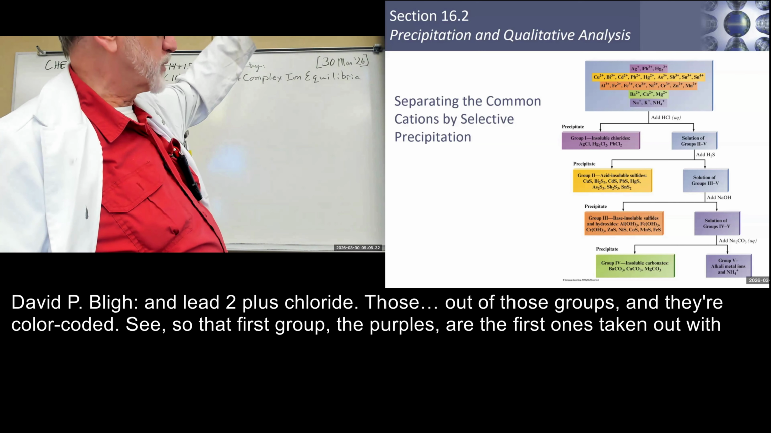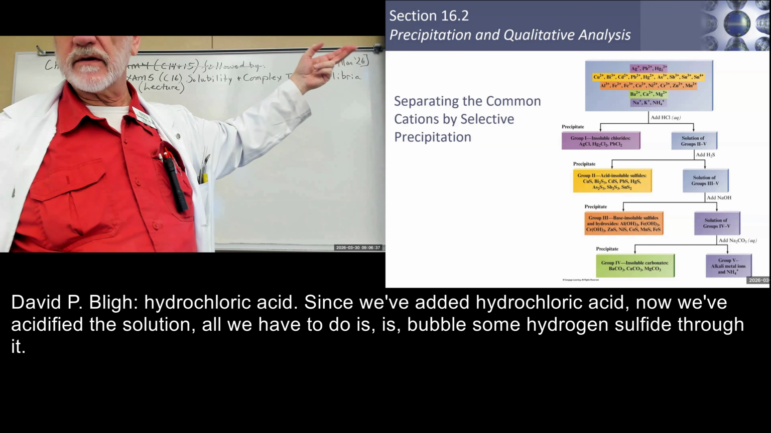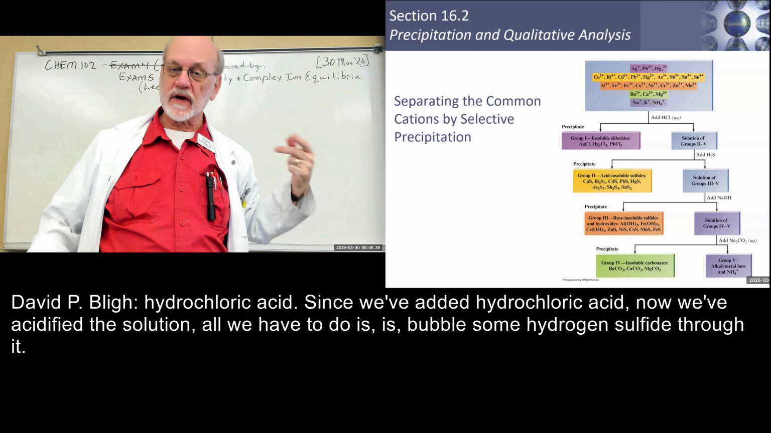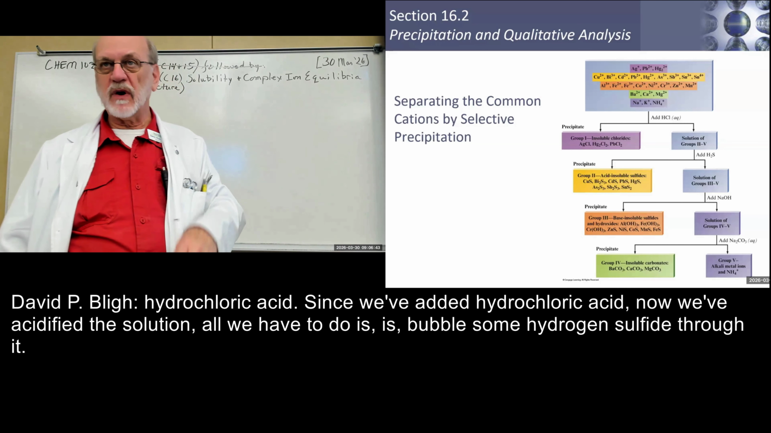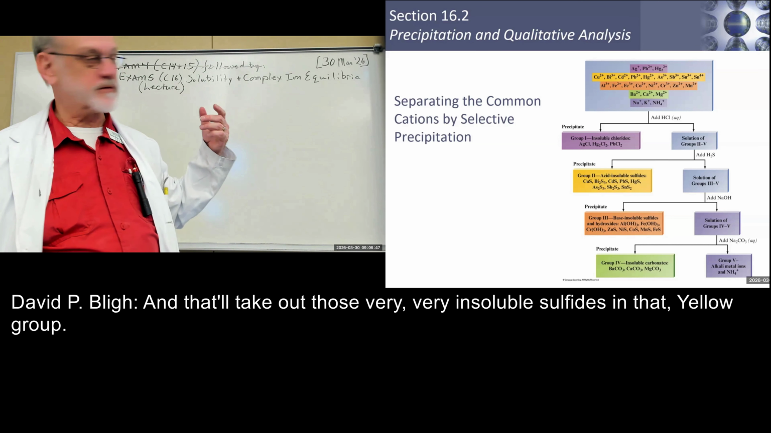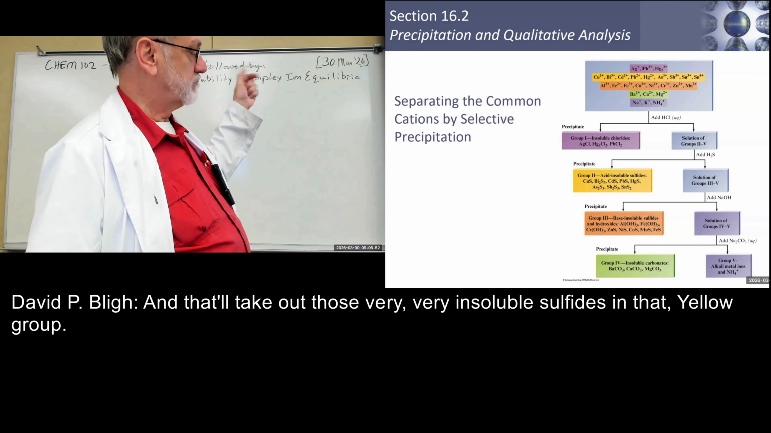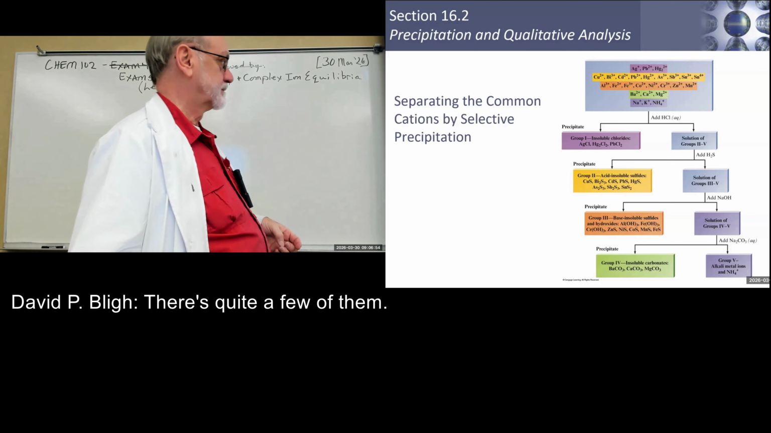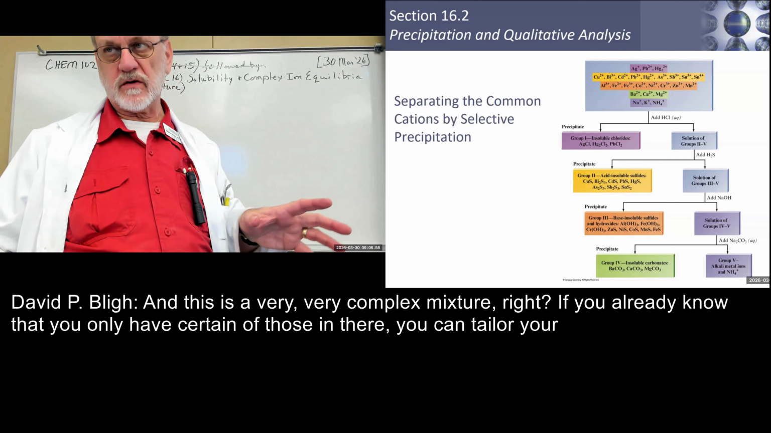See, so that first group, the purples, are the first ones taken out with hydrochloric acid. Since we've added hydrochloric acid, now we've acidified the solution. All we have to do is bubble some hydrogen sulfide through it, and that'll take out those very, very insoluble sulfides in that yellow group. There's quite a few of them. And this is a very, very complex mixture, right?